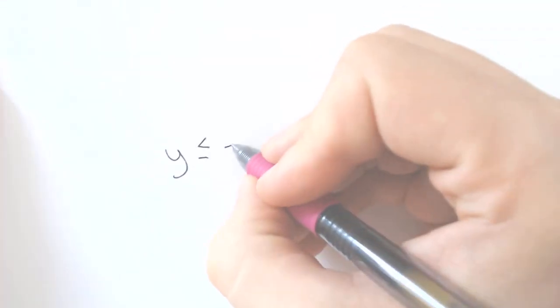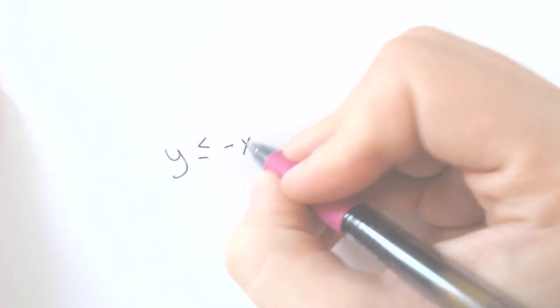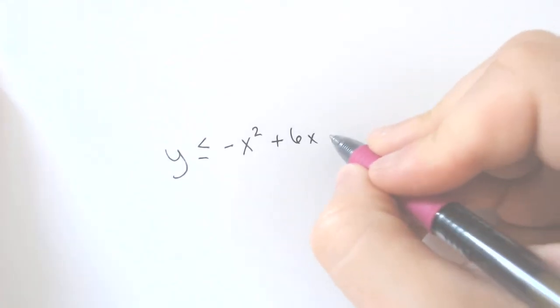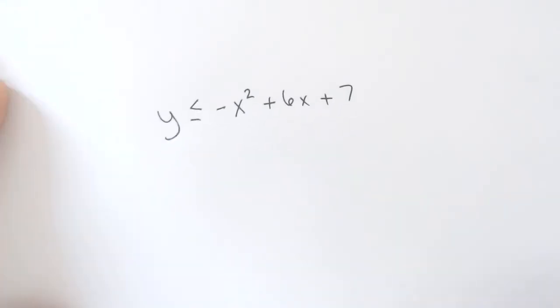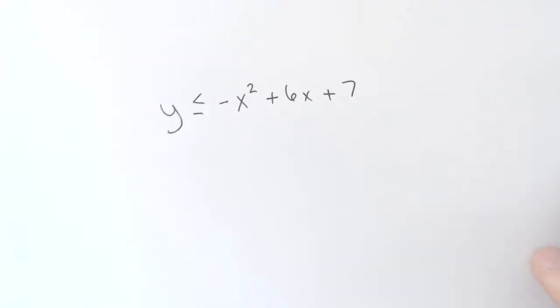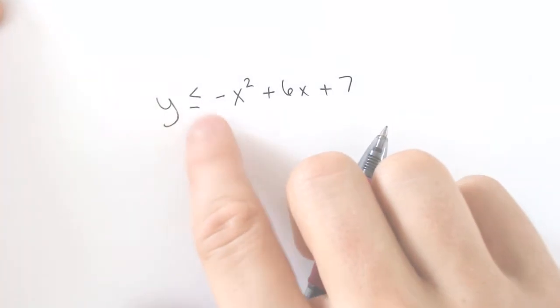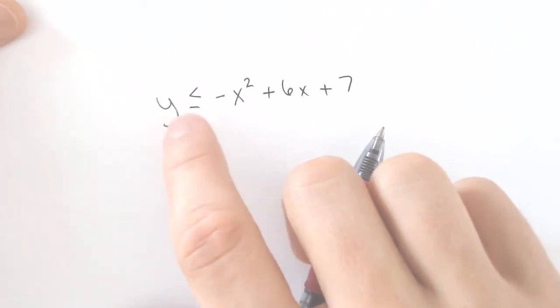So if you have y is less than or equal to negative x squared plus 6x plus 7, and you wanted to graph it, you graph it exactly like a regular parabola, except because it's an inequality, because it's less than or equal to, you're also going to have to shade.